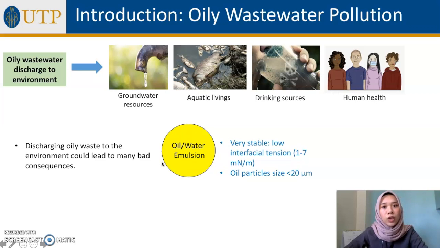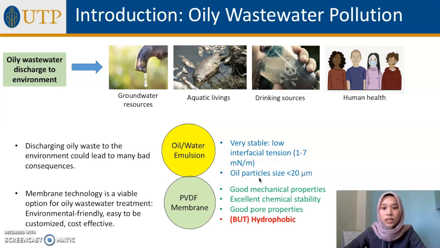So most of the oily waste produced is in the form of oil water emulsion, which is the most challenging form of oily wastewater. This is because it is very stable due to its low interfacial tension, and also it has an oil particle size which is lower than 20 micrometer. So many technologies have been invented in order to treat this oily wastewater, but not many are invented to treat oil water emulsion. Some of the technologies invented include flotation, biochemical, coagulation, and many others.